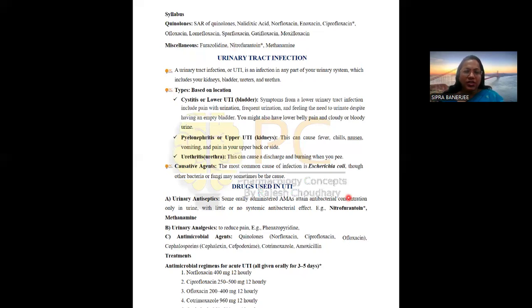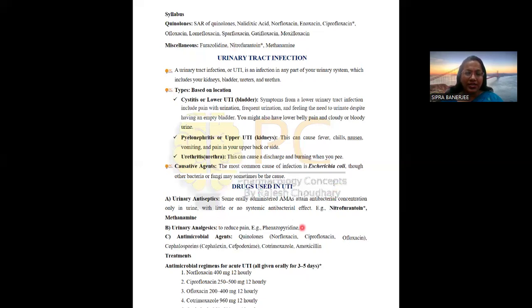Now, what are the causative agents? The most common cause of infection is Escherichia coli, though other bacteria and fungi may cause the disease. Now, going to the drugs for the UTI. There are urinary antiseptics, urinary analgesics, and antimicrobial agents. Urinary antiseptics are antimicrobial agents that reach an antibacterial concentration only in urine with little or no systemic antibacterial effect, that is nitrofurantoin and methenamine.